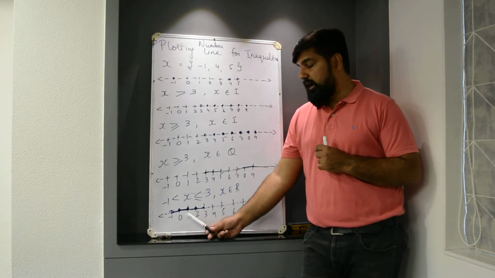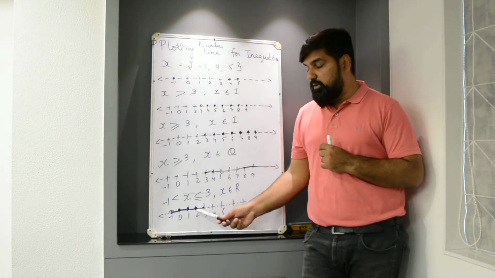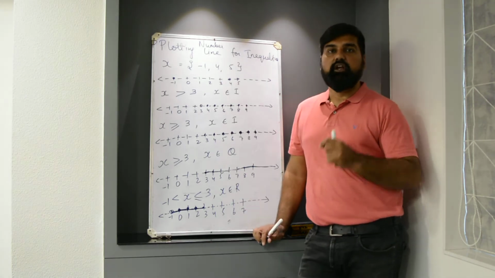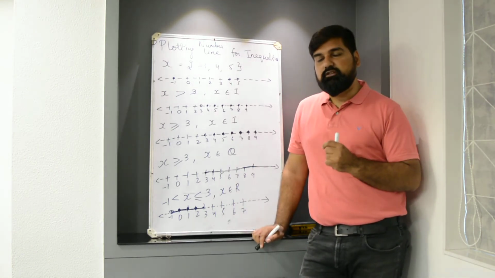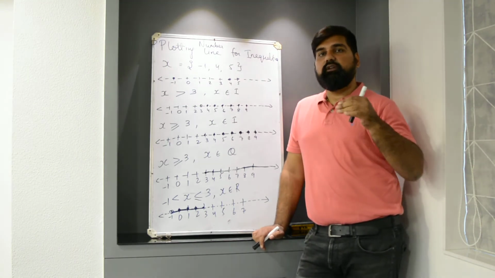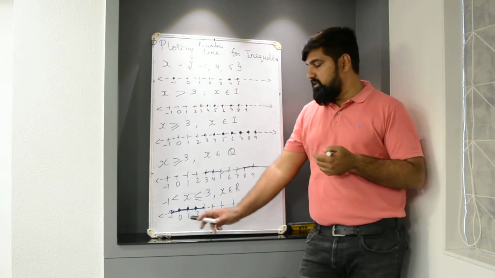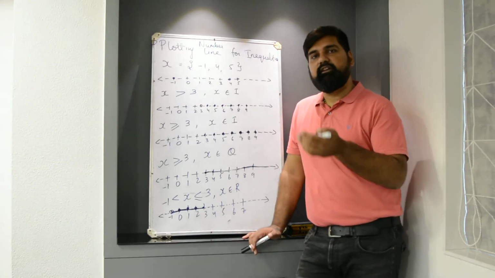Then 0, 1, 2 and 3 we have shaded them, and we have also included the line in between because x belongs to real numbers. So it will also include the solutions which are between the digits, which is minus 1 and 0. Like we have minus 1 by 2, we might have minus 1 by 4, or between 0 and 1 we have 1 by 2, 1 by 7, 1 by 8.